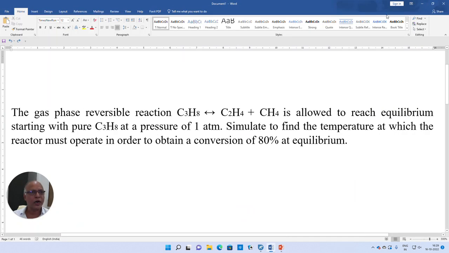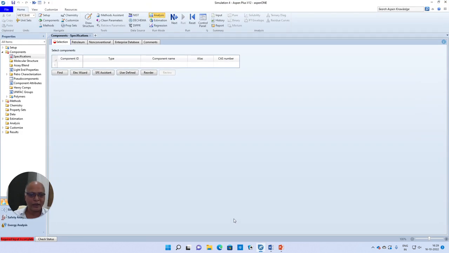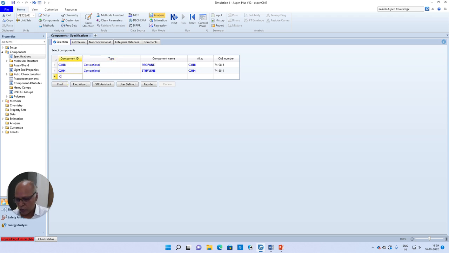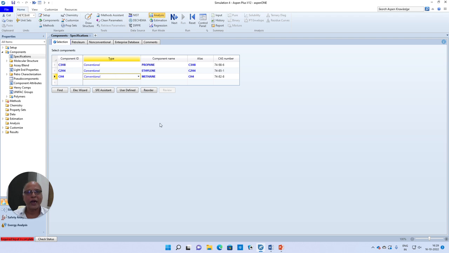Probably in reality this may not be true, so we may have to handle the calculations with real gas behavior. So the first step in the simulation is to define all the components we are going to handle. C3H8 is getting decomposed into C2H4 and then methane, CH4. So these are the only components we are handling.